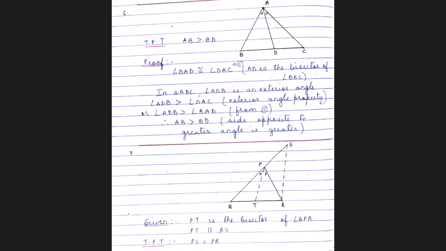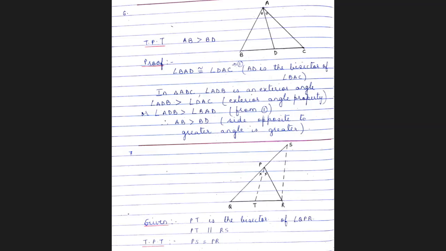Now, if I consider triangle ADC, I know angle ADB is an exterior angle. And we know by the exterior angle property that an exterior angle is always greater than any of its remote interior angles. Therefore, angle ADB is greater than angle DAC. Now, since angle DAC is equal to angle BAD, instead of angle DAC, I can also write angle ADB greater than angle BAD from equation 1.